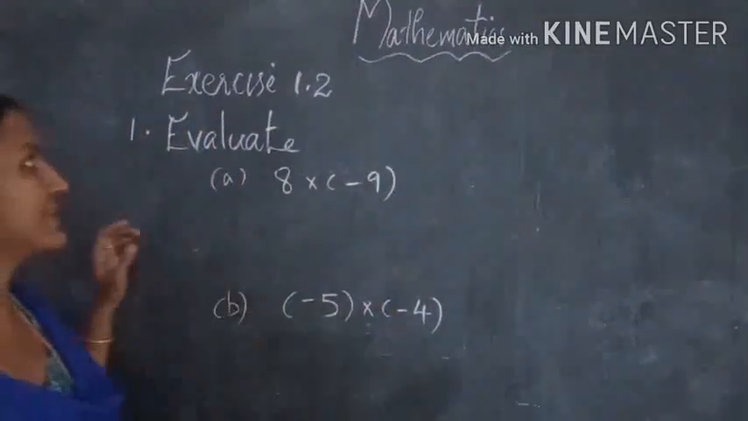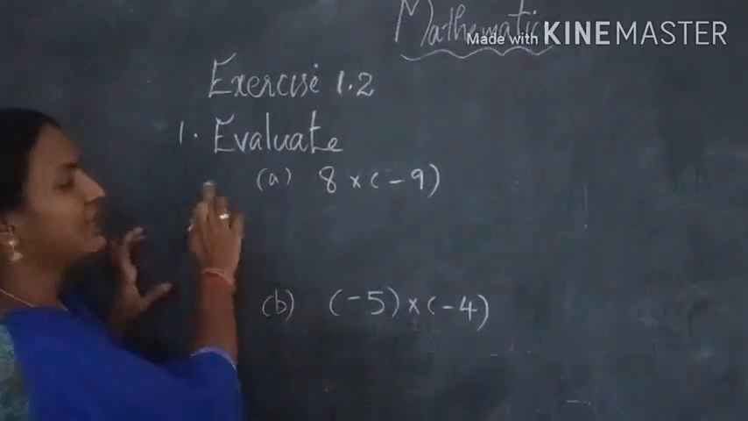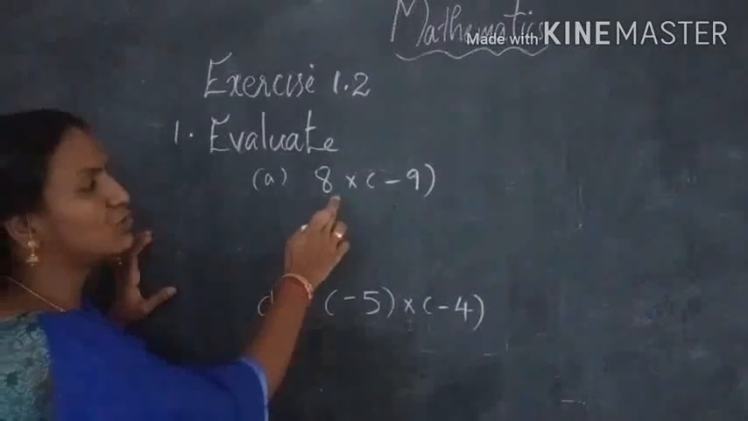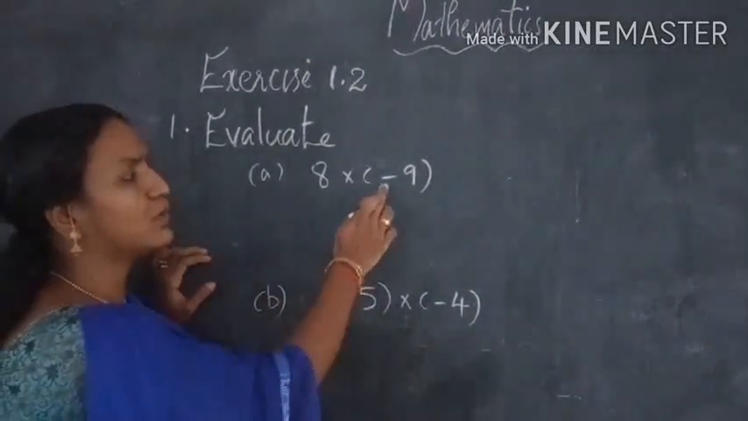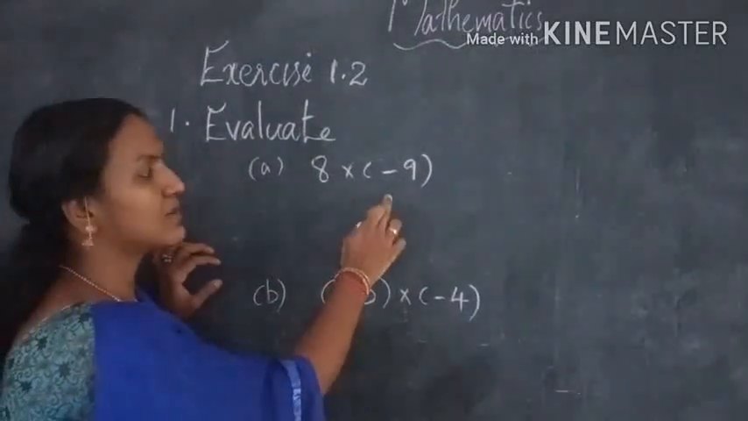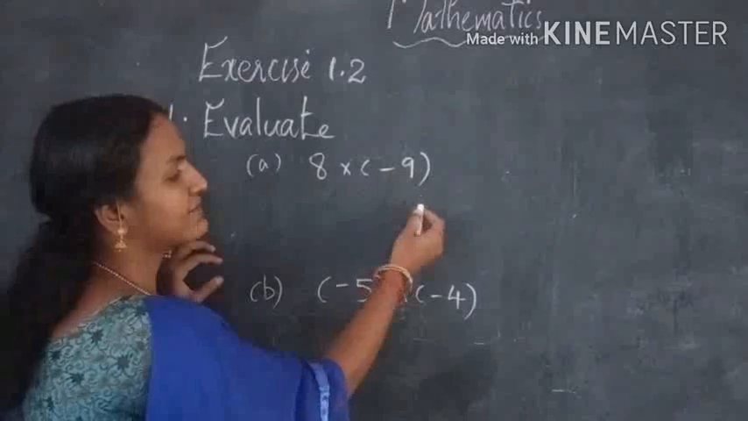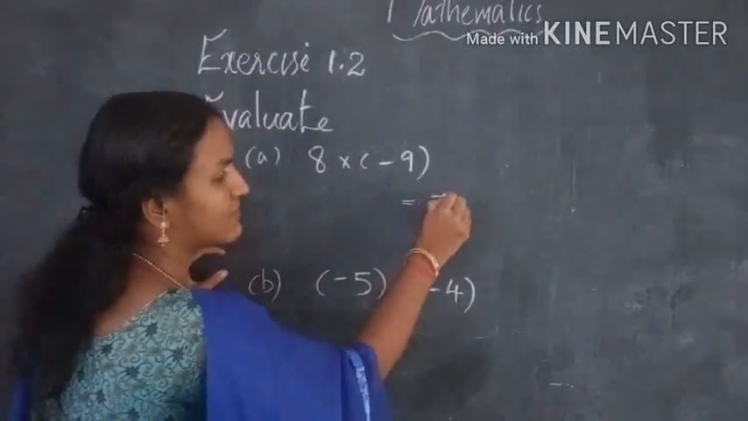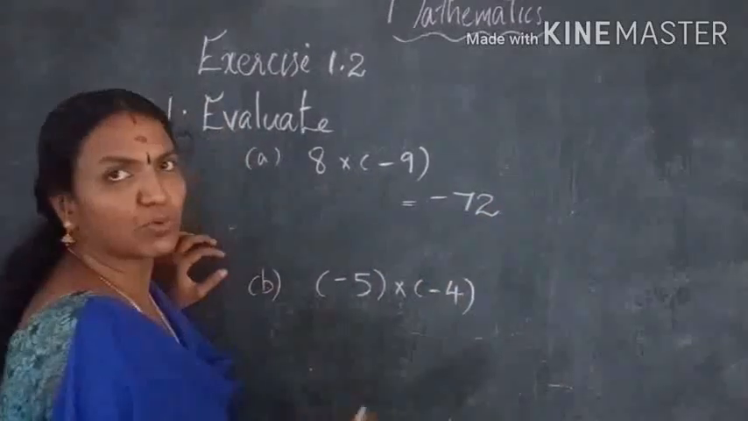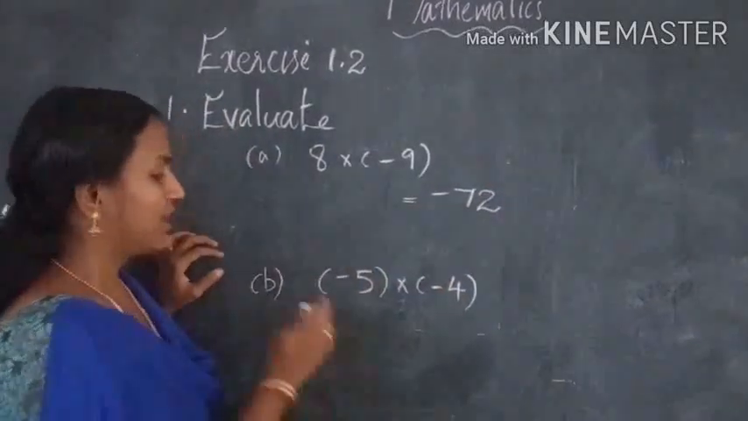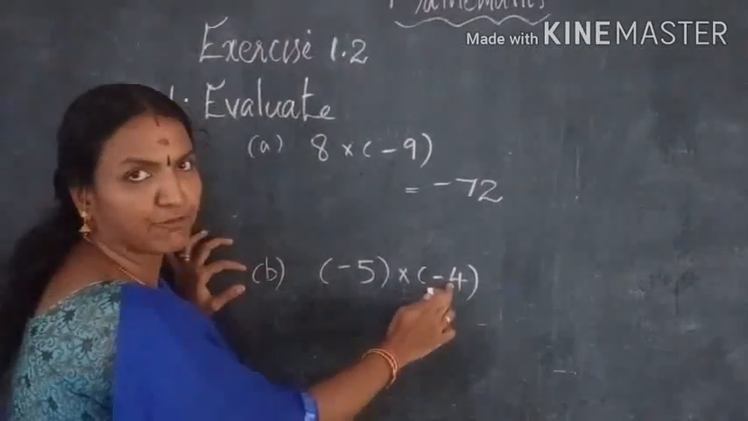Next, we shall discuss some problems from exercise 1.2. First question, evaluate 8 into minus 9. Here, there is only one negative sign. One is odd, so the answer will be negative. So, plus into minus, minus. 8 nines are 72. Minus 72.